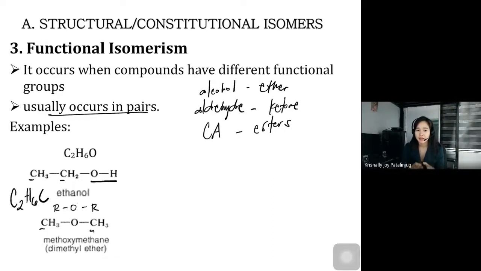Nagkakaiba lang sila sa structure dahil different yung functional group present in their individual structures. So yun yung functional isomerism. Nagkakaiba yung structure dahil different yung mismong functional group present. Okay?